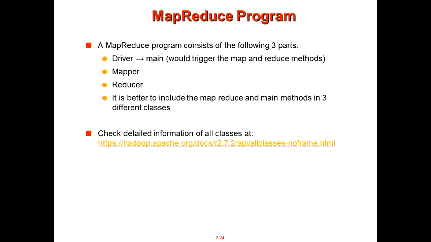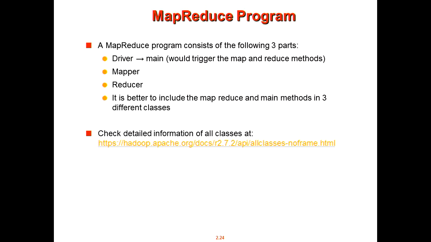Normally, it's better to include the mapper, the reducer and the main method in three different classes. But if this is not a very complex problem, you can also put all of them into one single Java file. It's also okay. This is a reference for all the classes in MapReduce version 2.7.2. If you get some problems, you can go to this website to check the details of the class you want to use.